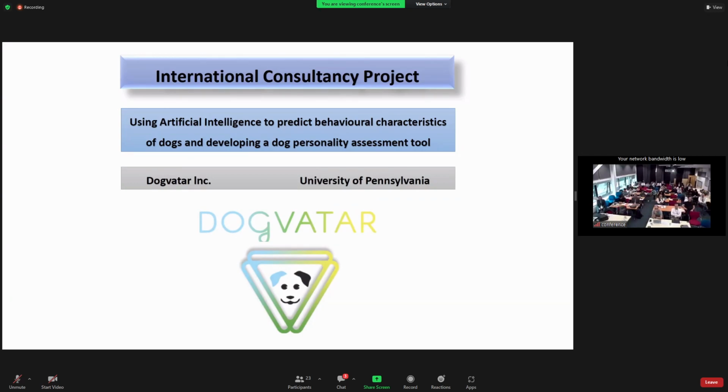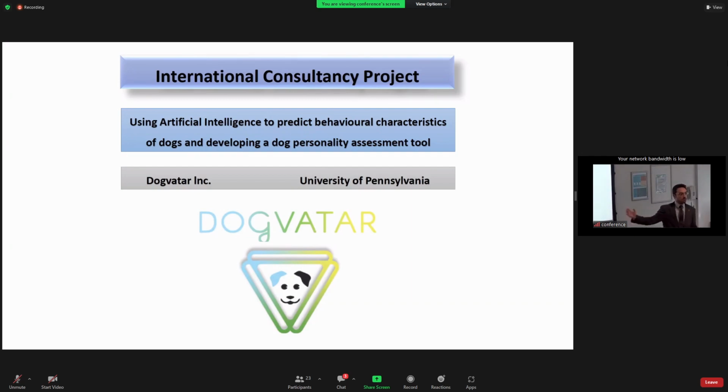So this is the uniqueness in this project, because for the first time, we are using artificial intelligence to understand the behavioral patterns in dogs based on variety of attributes, and come up with a personality profiling tool for the first time in the world. We started with dogs and we are expanding this for other animals as well.